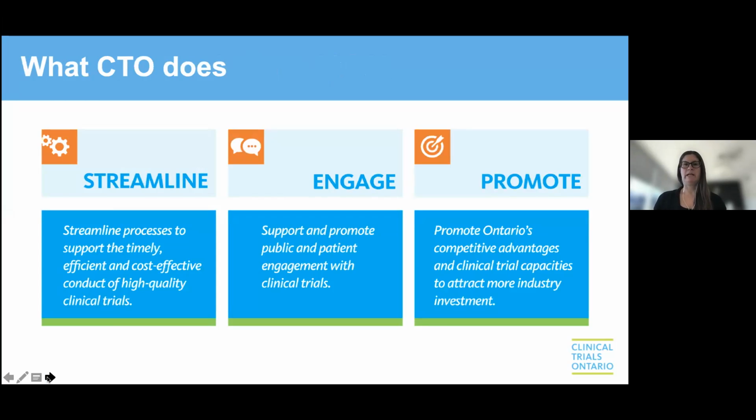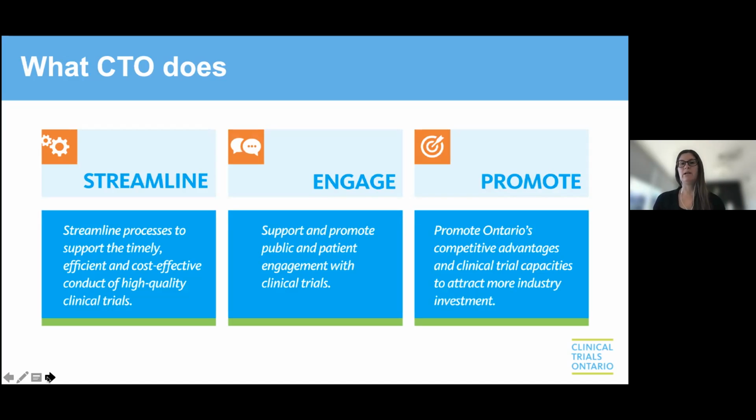CTO has three strategic pillars. The first is to streamline, and that means streamlining how clinical trials take place and the processes that support them. We also engage, and that's the pillar that I work in, where we support and promote patient public engagement with clinical trials. So with means providing you with information so you can make your own decision about potential participation. It also means supporting people with being part of clinical trial teams so they can actually work with trialists and researchers to develop and run clinical trials.